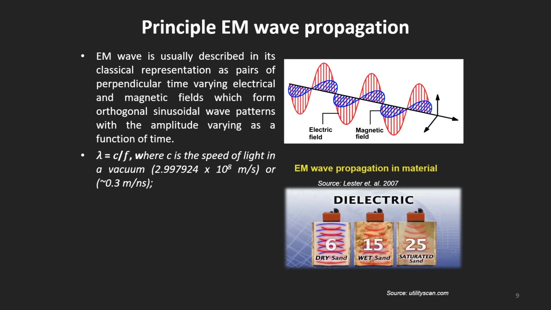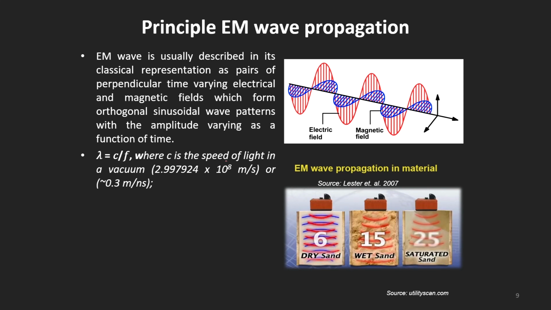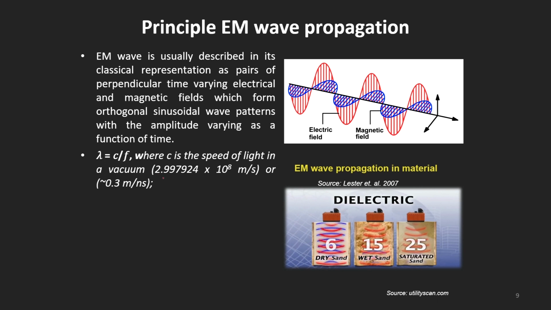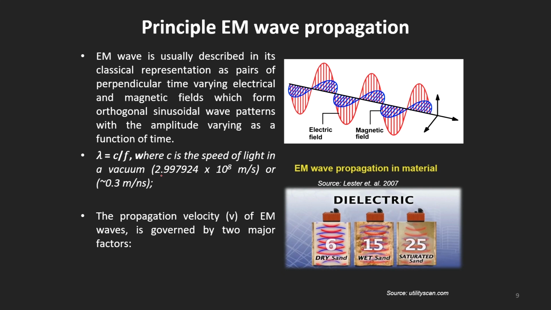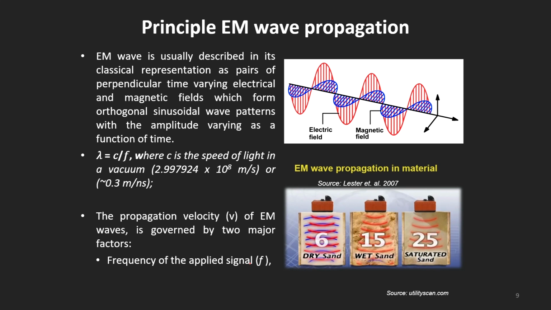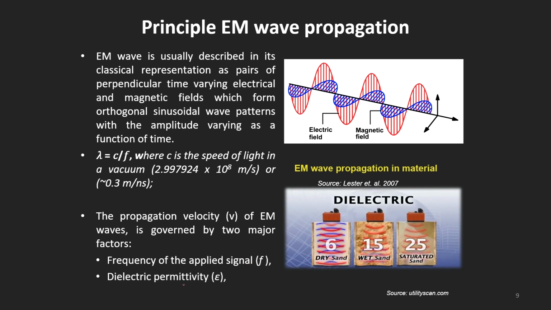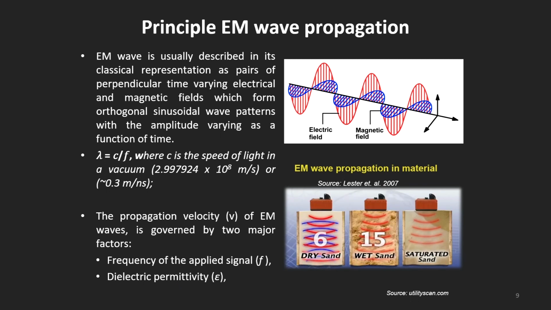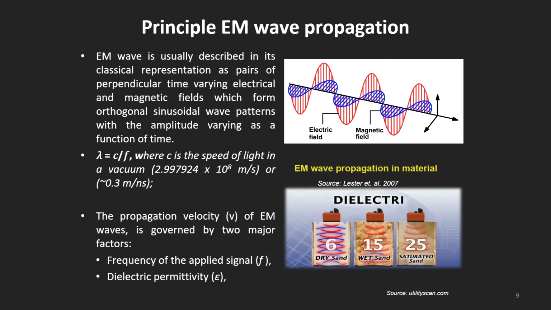Usually we look at this propagation with respect to the transmission, or we compare it with the speed of light in vacuum, which is around 0.3 meter per nanosecond. I will come to why we are talking about this. The propagation velocity of the EM wave is governed by two major factors: the frequency of the applied signal, that is your antenna, what frequency you are taking, and the dielectric permittivity. Dielectric permittivity plays an important role, and it is affected by the property of the material.